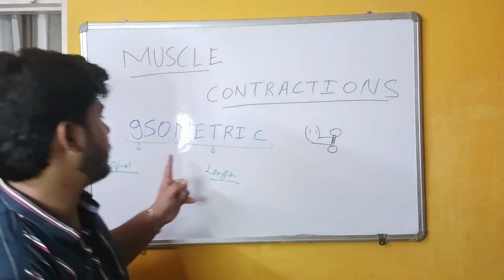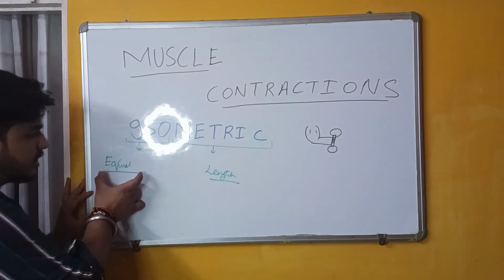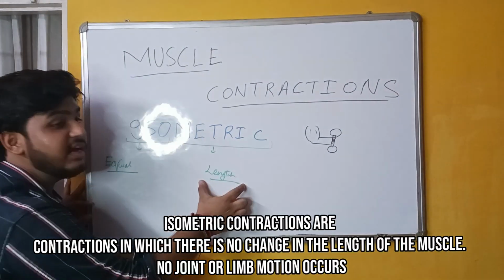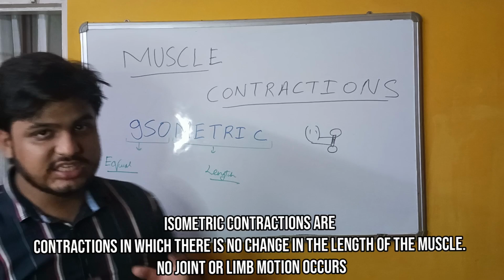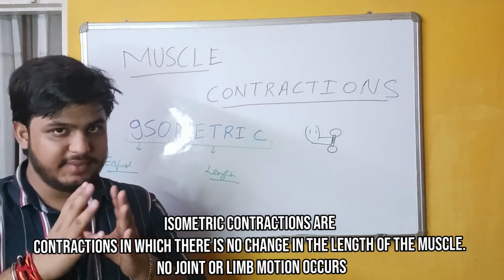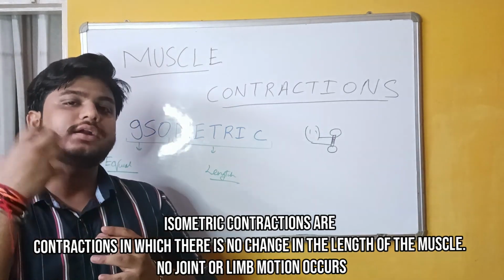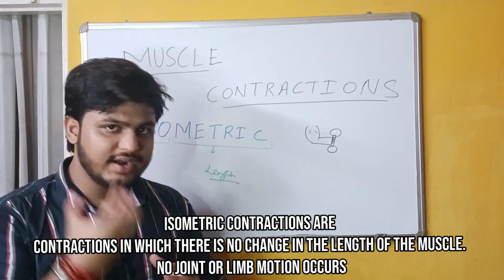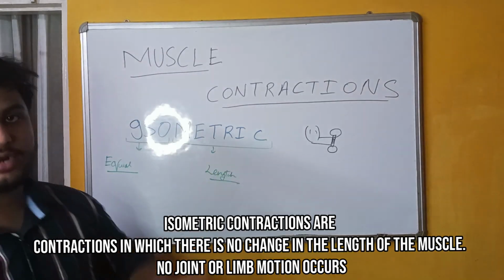So now we have to study about the isometric contraction. Iso का मतलब होता है equal और metric का मतलब होता है length. जब हमारे किसी भी muscle belly की length remains the same and it is under tension or under some kind of contraction, it is known as isometric contraction.